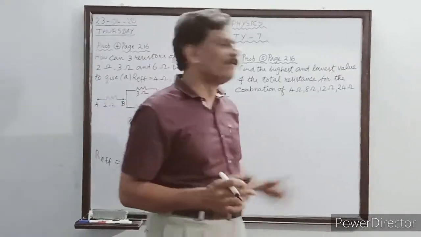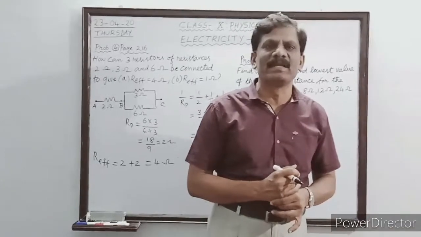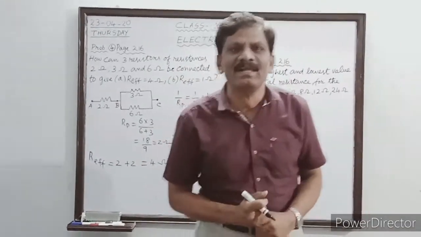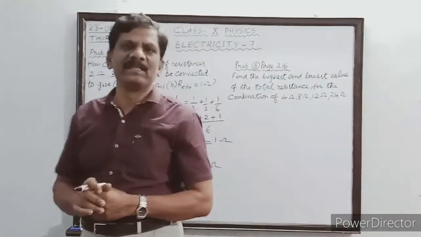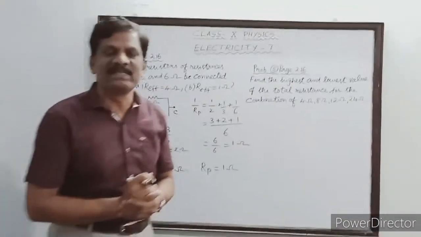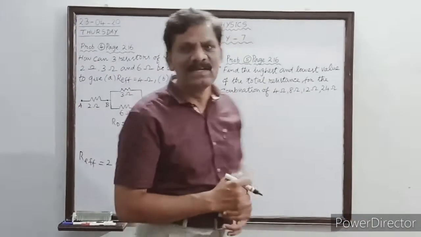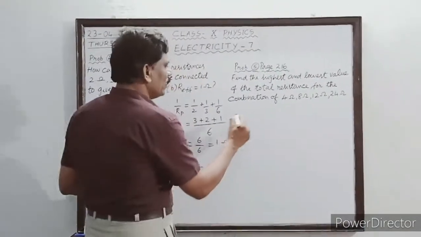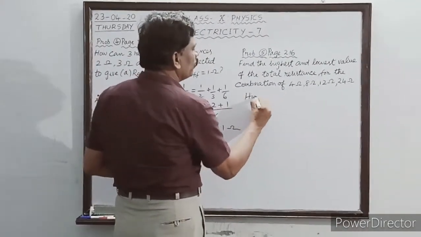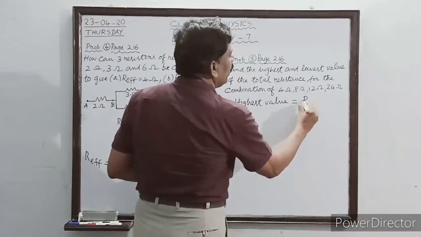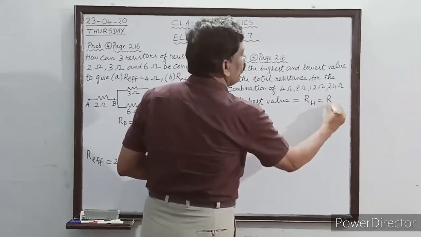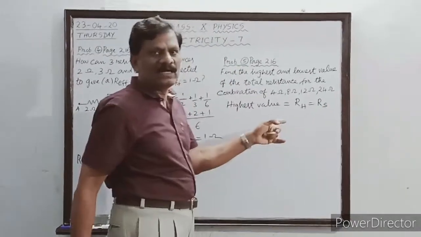So when will this combination have a total resistance of highest value? That's good. When they are connected in series. Again, when will they have the lowest value of the combination? When they are connected in parallel. So now I will take the highest value first. So that is equal to RH, that is equal to R series.